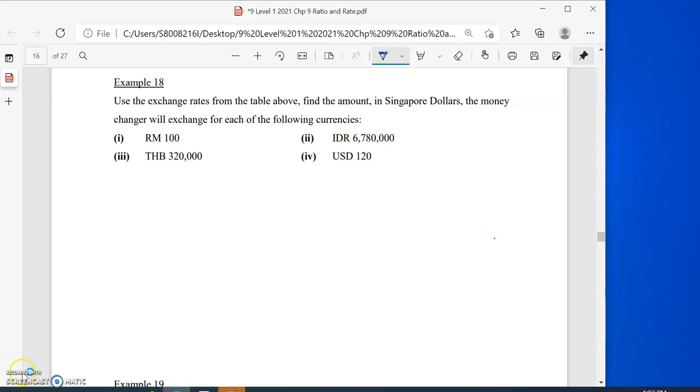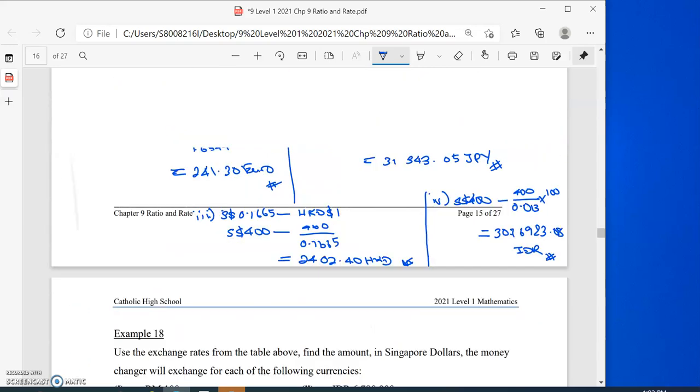Now let us take a look at the opposite, whereby we've got different currencies and we want to go to the money exchanger to change for Singapore dollars. Let's refer to page 16 of your notes. In example 18, use the exchange rates from the table above, find the amount in Singapore dollars the money changer will exchange for each of the following currency. Let's start with part 1, where you have 100 ringgit. Let's go to the table above and see.